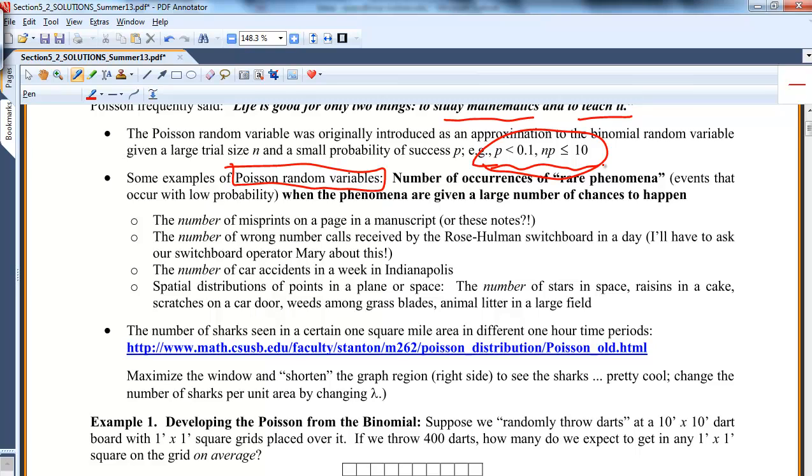For example, you have a whole textbook or a manuscript. Consider the number of misprints in a manuscript with many pages. If it's one that's been looked over, like Dr. Grimaldi's 10th or 11th edition of his text, you're not going to find very many misprints. That would be a rare occurrence. Number of wrong numbers: when you think of all the numbers that come into the Rose-Hulman switchboard every day, there are probably not too many wrong numbers. Number of car accidents: even in Terre Haute, there aren't that many for how many people are driving. Number of stars in space, all kinds of things.